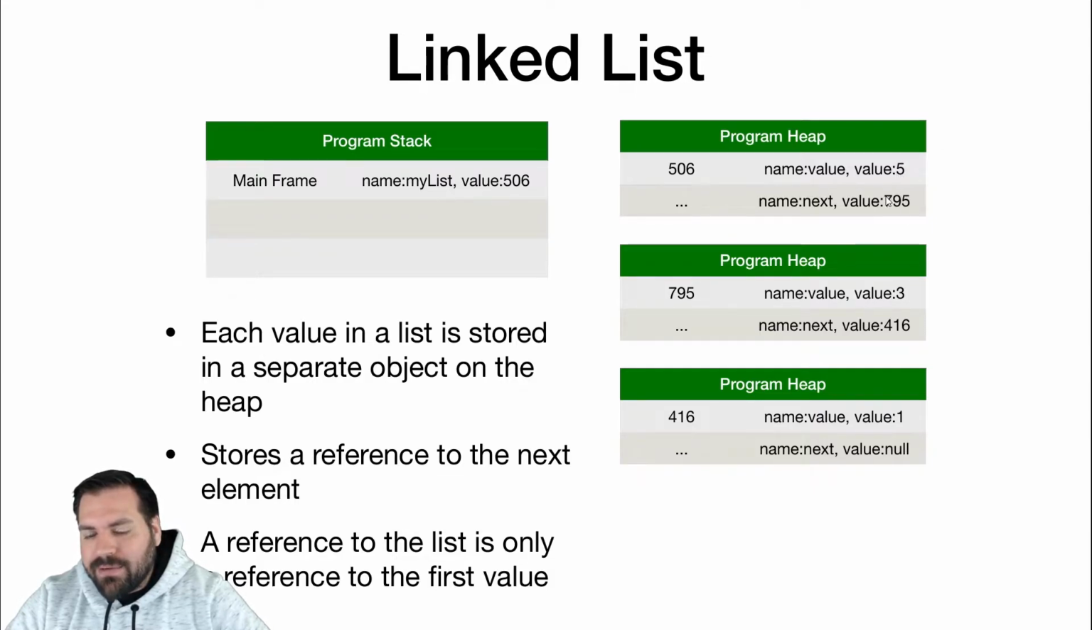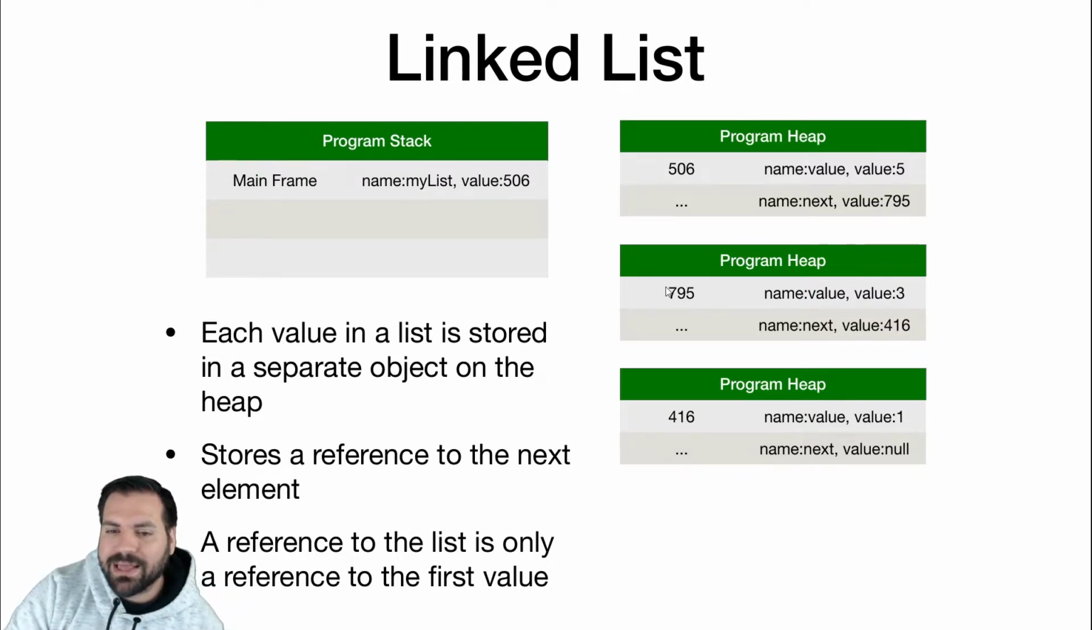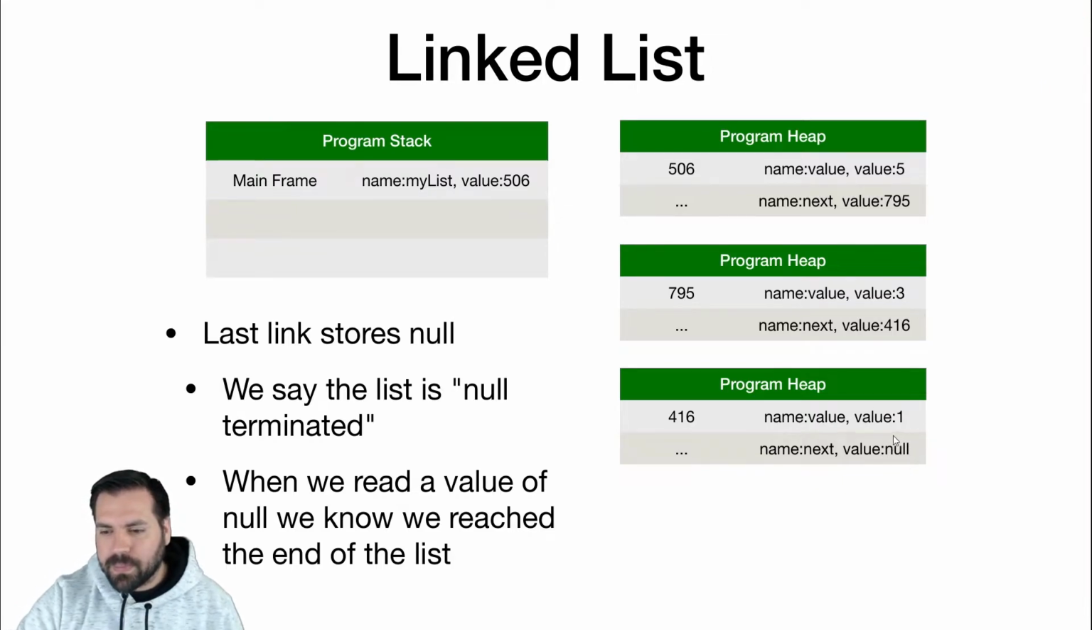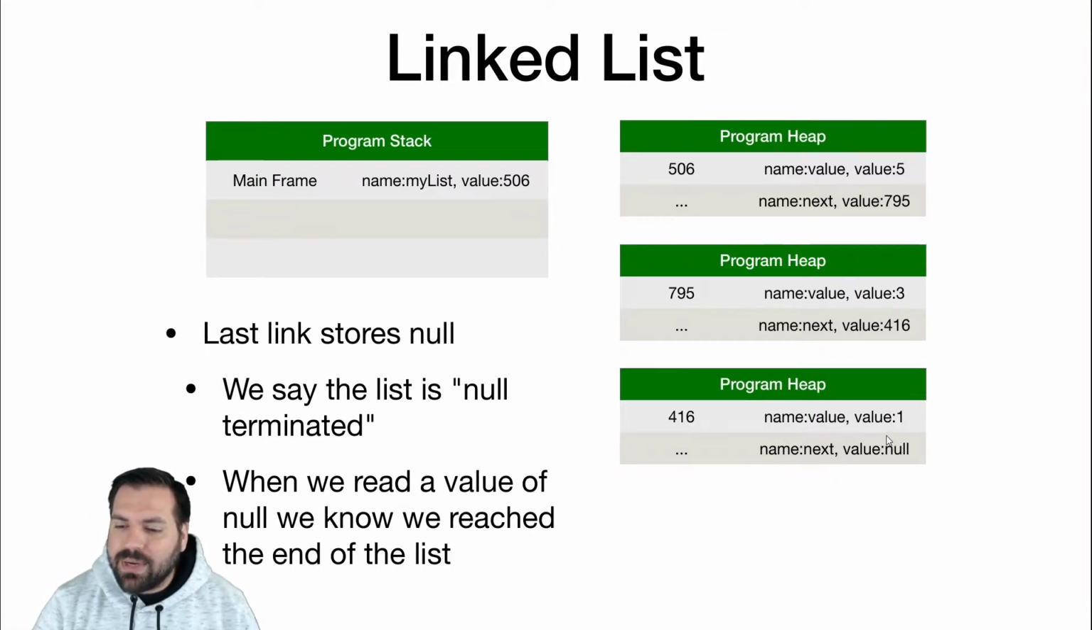And that value has a reference to 795, which is where we can travel in the heap to find the next element of the list. Next element is 3 and has a reference to 416. 416 has the value 1. And its next is going to be null. This is how we know we've reached the end of a list.